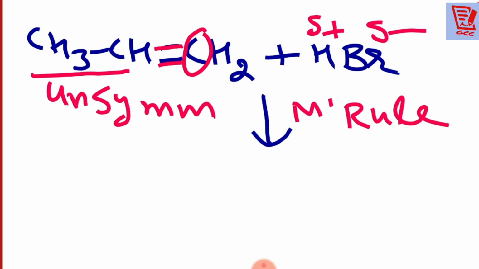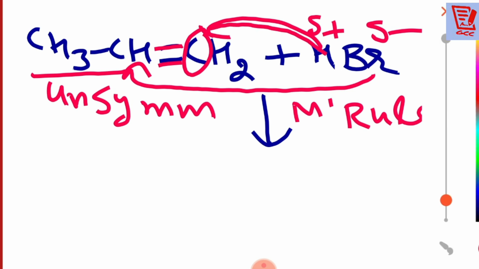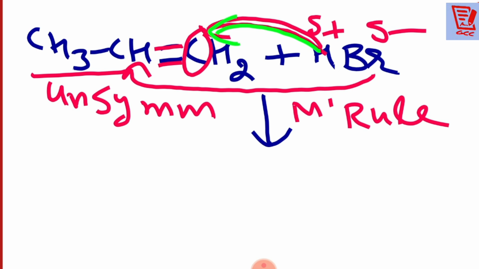Markovnikov rule. According to the Markovnikov rule, the positive part will go to that carbon atom around the double bond which contains more hydrogen, and the negative part will go to that carbon which contains less hydrogen. Once again, according to Markovnikov's rule, the positive part of the hydrogen halide will go to that carbon atom which contains more hydrogen atoms, and the negative part will go to that carbon atom which contains fewer hydrogen atoms.